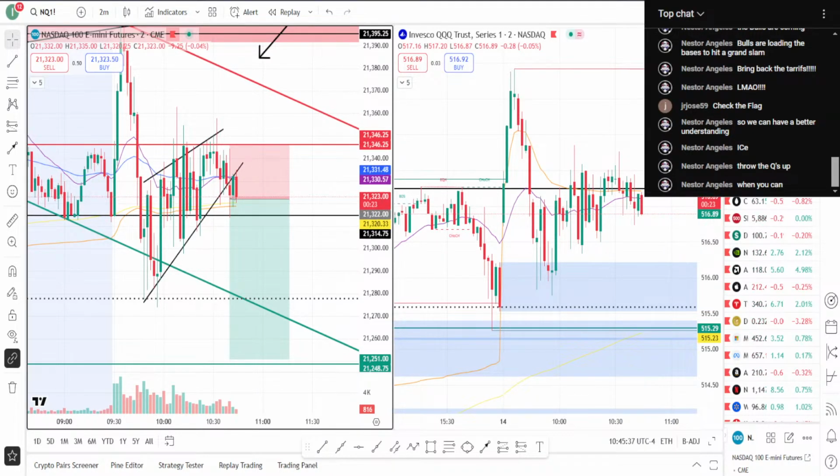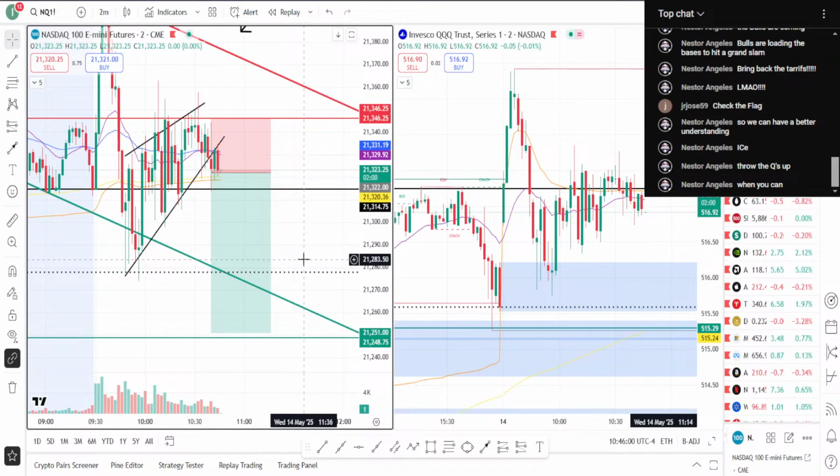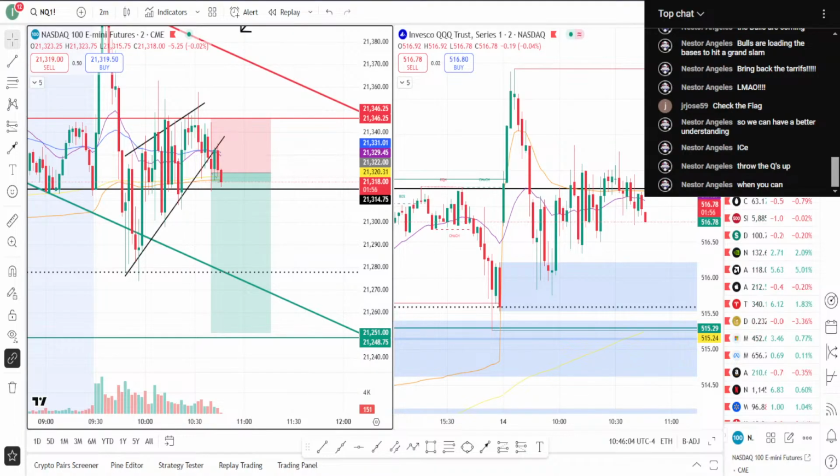Sellers are still there, man. Sellers are still here. All right, let's see if we get that break below. Can we get it? This thing is very choppy today, man. Very choppy.